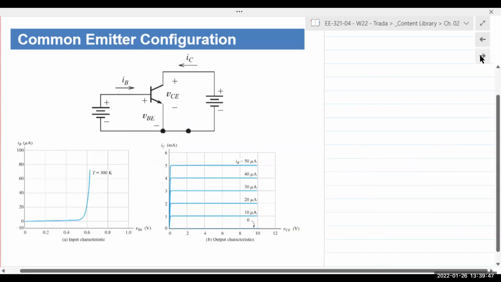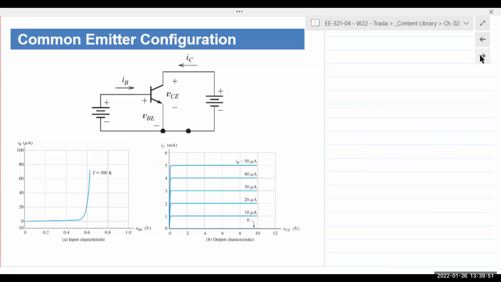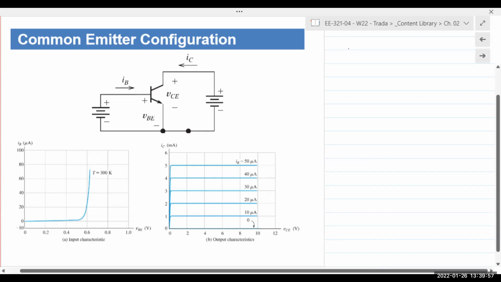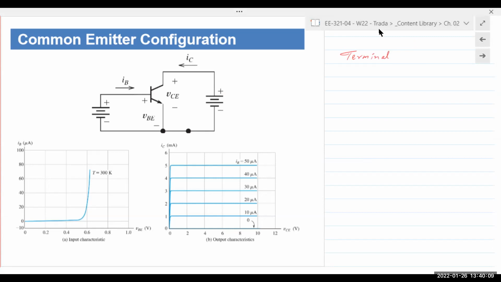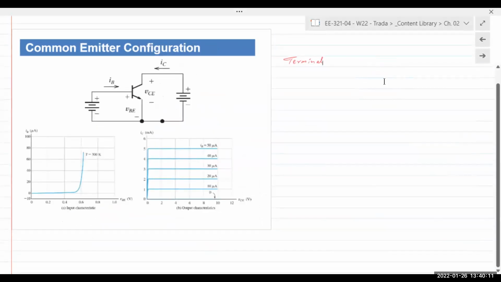So, the question that was asked earlier, which terminals are the input and which are the output? Well, we have 3 terminals, right? If one terminal is common between the input and the output, we can have 3 different kinds of configurations.